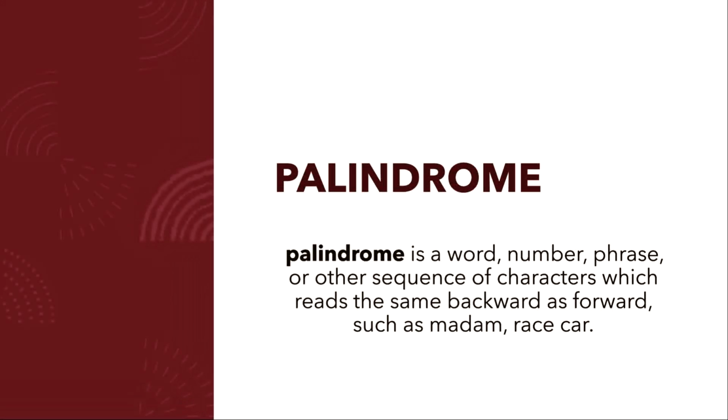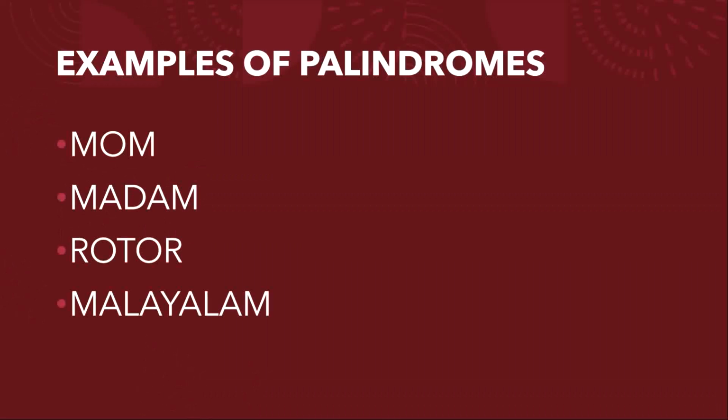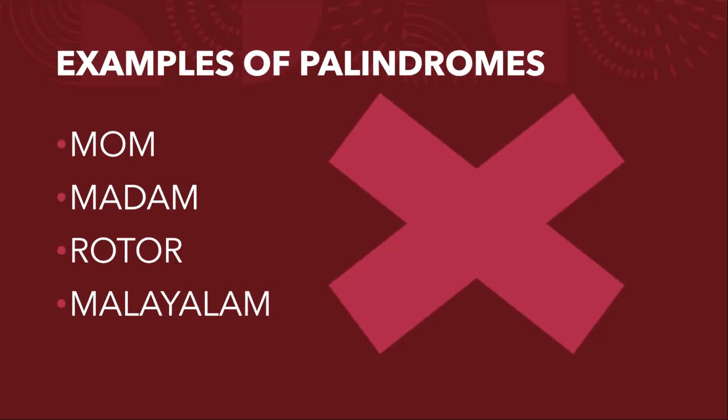A palindrome is a word, number, phrase or other sequence of characters which, when read forward or backward, is the same. Some examples of palindromes are mom, madam, rotor and Malayalam. If you see these words, when you read them from start to end and end to start, they are the same. But right now, we're not going to discuss these words because we haven't discussed the topic strings. Once we discuss strings, we will discuss these palindromes.